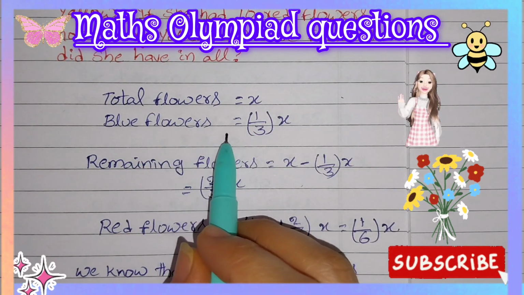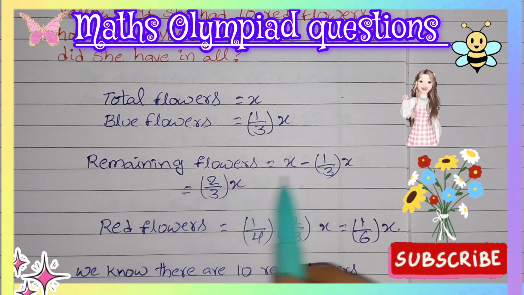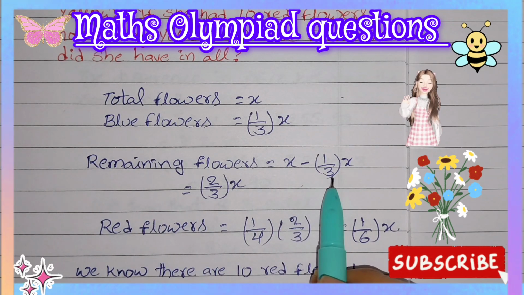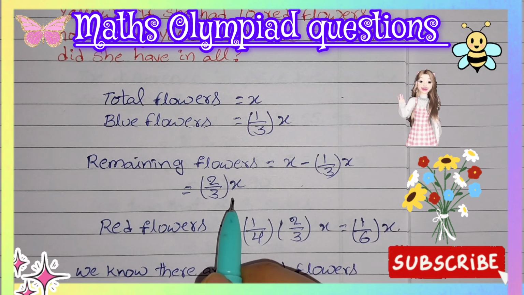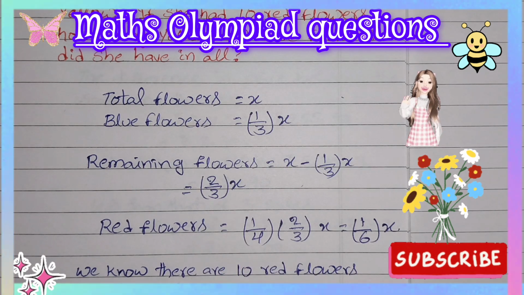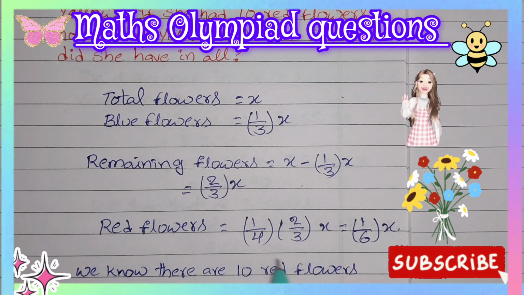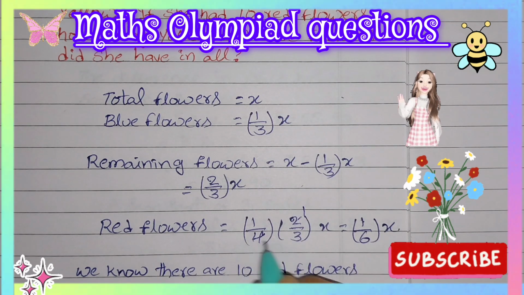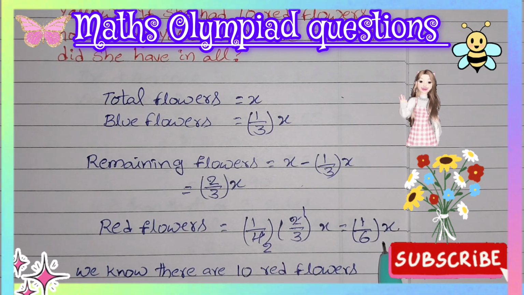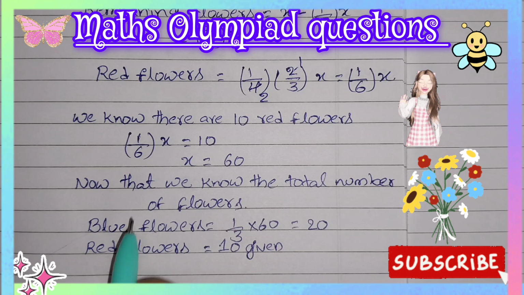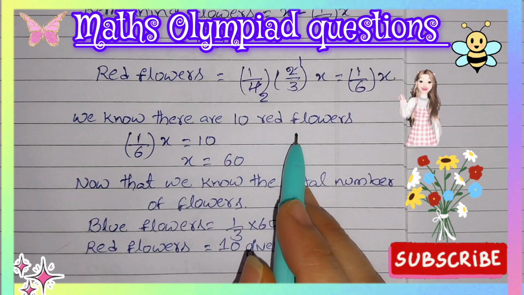Let's see how to solve this problem. Total flowers equals x, because we don't know the total flowers, so let's assume x. Blue flowers equals 1/3 of x, because it is given in the question. Remaining flowers equals x minus 1/3 of x, which is 2/3 of x. Red flowers equals 1/4 multiplied by 2/3 of x.